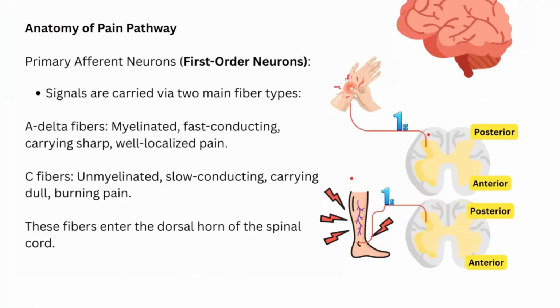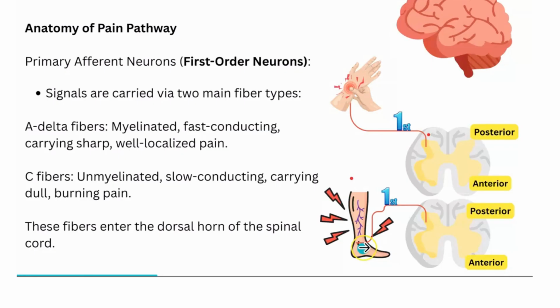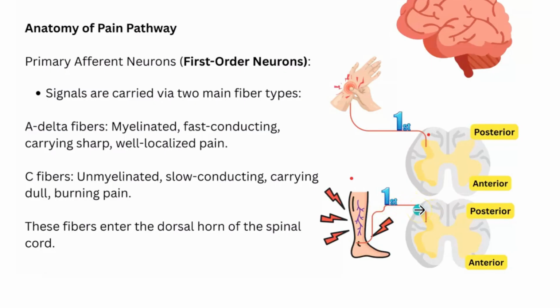Now let's talk about the anatomy of the pain pathway. It all starts from the periphery. Whenever there is an injury, it can be in the hand or leg, the free nerve endings will detect it, and then they will carry the sensation to the spine. The pain pathway enters the spine from the posterior side and reaches the lamina of the spinal cord.